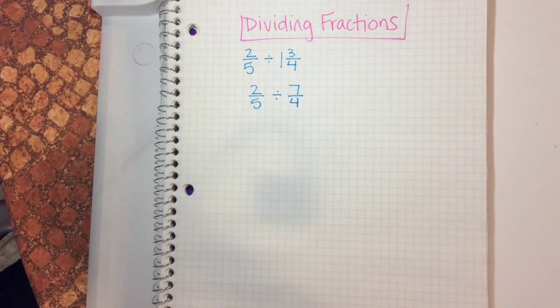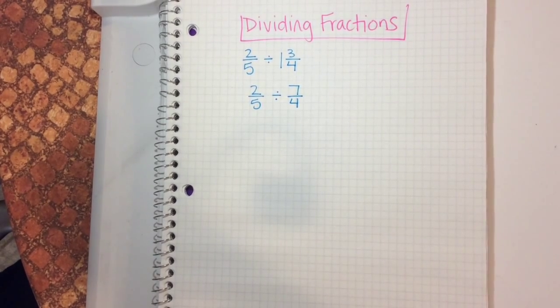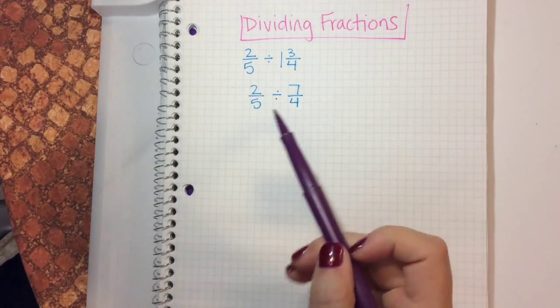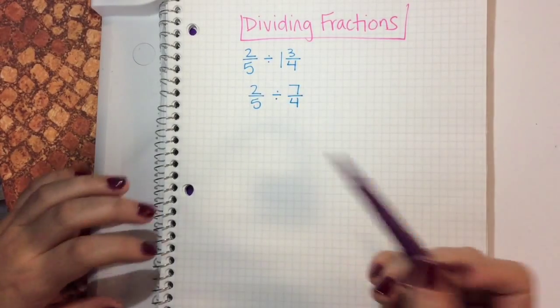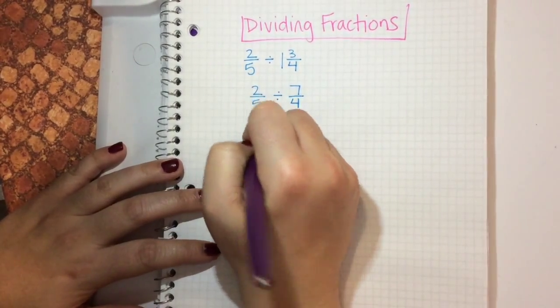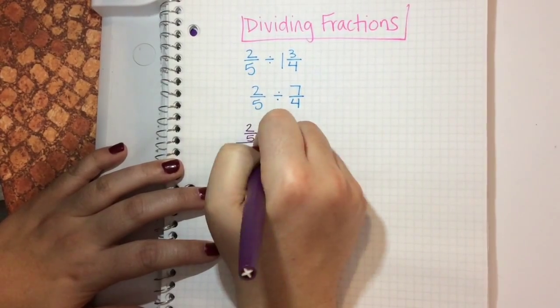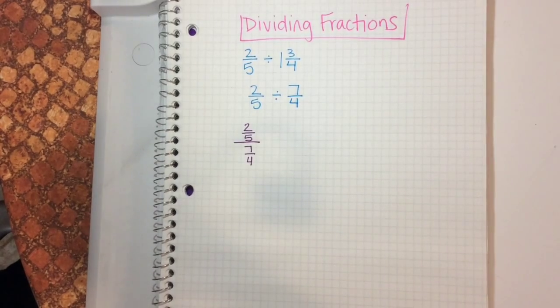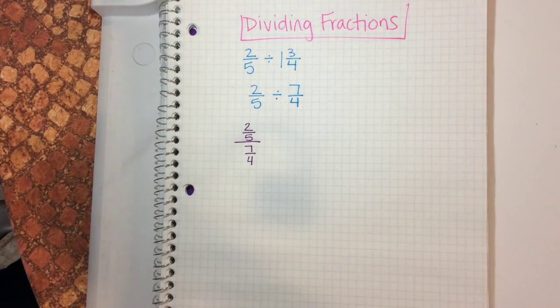Now, when I am dividing, I could write this as a giant fraction. I could use the fraction bar in place of my division. So if I did that, I would have 2/5 divided by 7/4. Now, right now, when I look at that, it gets super confusing and messy. I've got two fractions within a fraction.